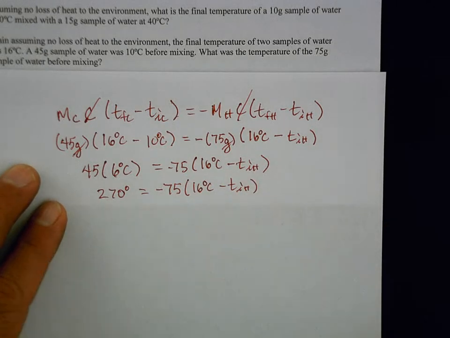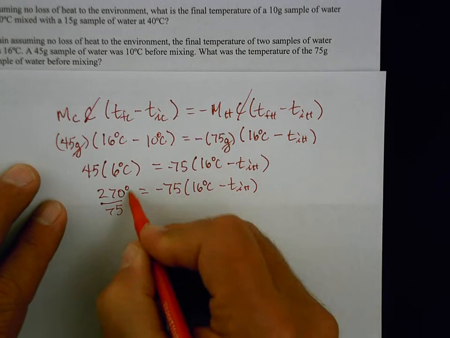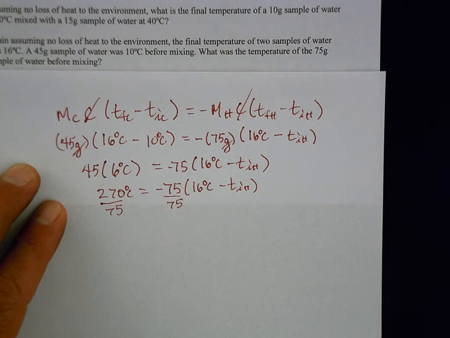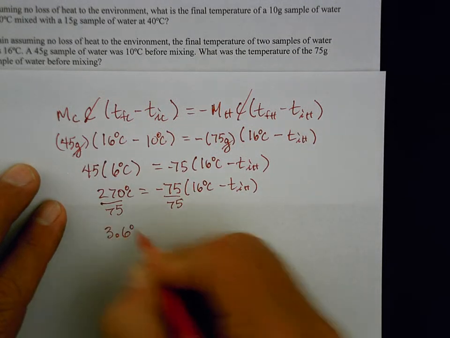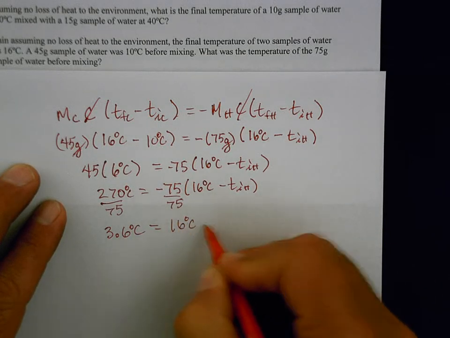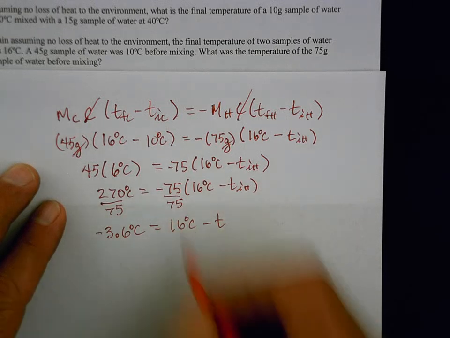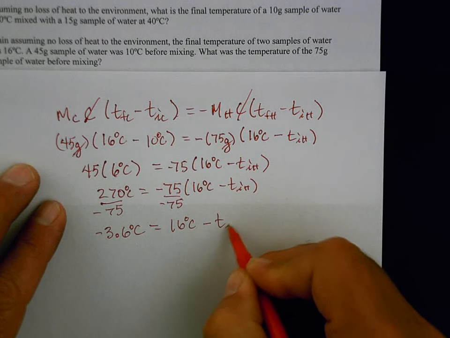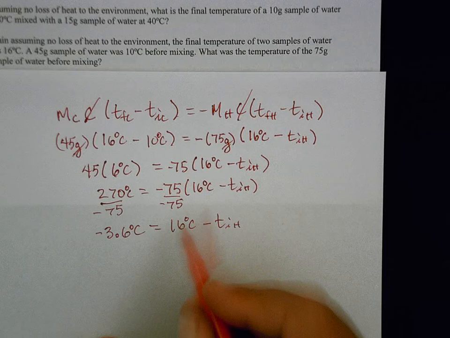Okay, let's divide the 270 by the 75. And so basically I have 3.6 degrees is going to be equal to 16 minus, and actually that's a negative because I'm dividing by negative 75. 16, subtract the, so now all I have to do is move that 16 over.